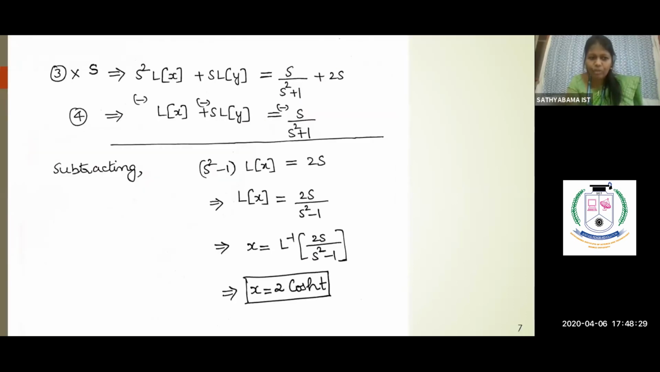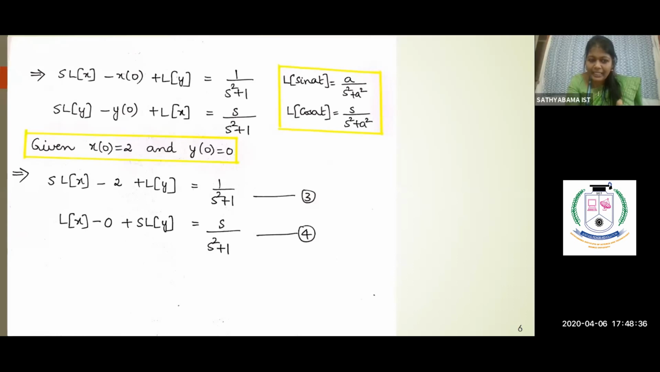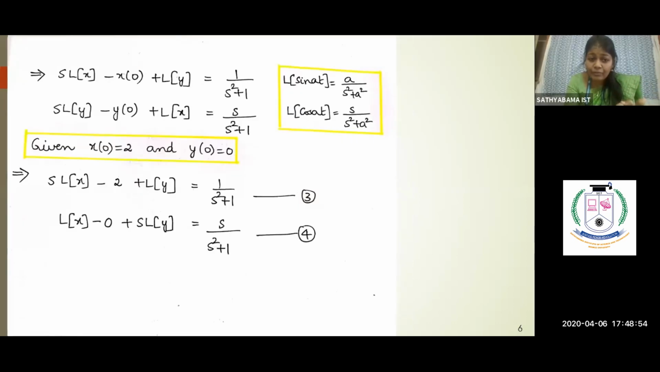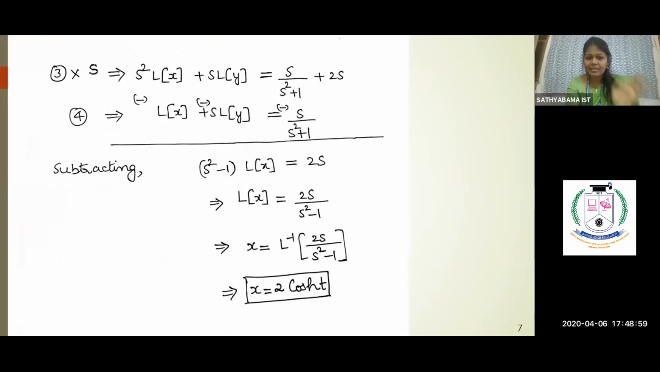So in step 4, what do I do? As I told you, multiply equation 3 throughout by s. So what will you get? s square L of x plus s L of y equal to s by s square plus 1 plus 2 into s. I multiply it throughout by s. And what have I done to equation 4? I have not disturbed it at all. I have just written it as it is.